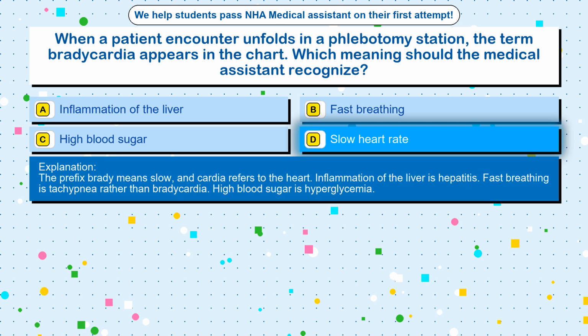The prefix brady means slow, and cardia refers to the heart. Inflammation of the liver is hepatitis. Fast breathing is tachypnea rather than bradycardia. High blood sugar is hyperglycemia.